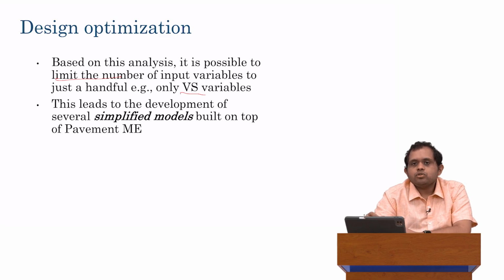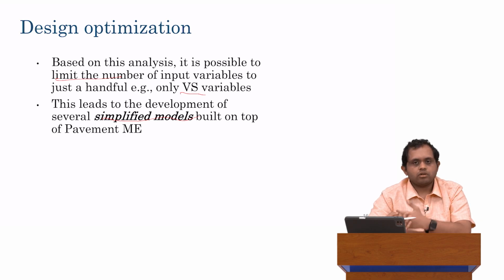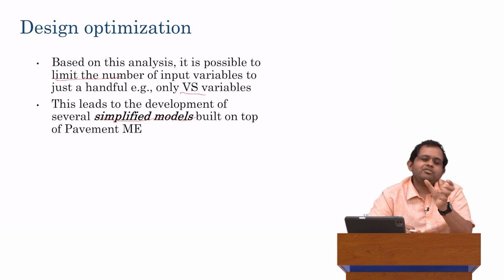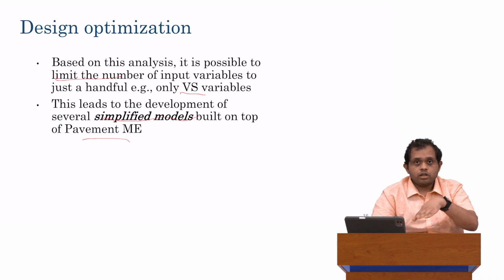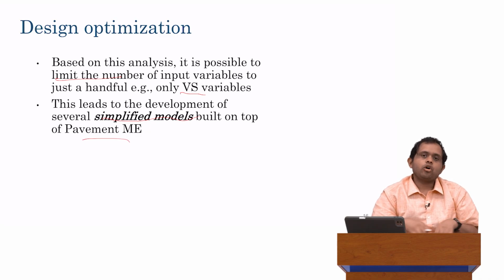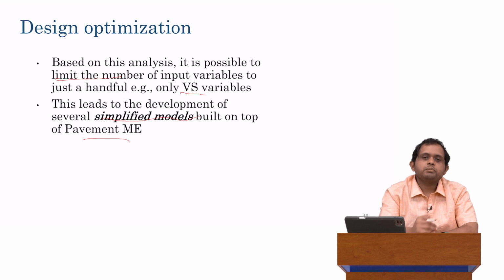What you then do is you create a simplified model. In that simplified model, instead of giving the user the choice of all 50 plus variables, you only limit their choice to 5 to 10 variables that they have to develop for optimization. These simplified models are built on top of Pavement ME. So we are still using Pavement ME. We are using all the models and all the knowledge of Pavement ME. We are just reducing the number of variables that the user can change. These are what are called simplified models.